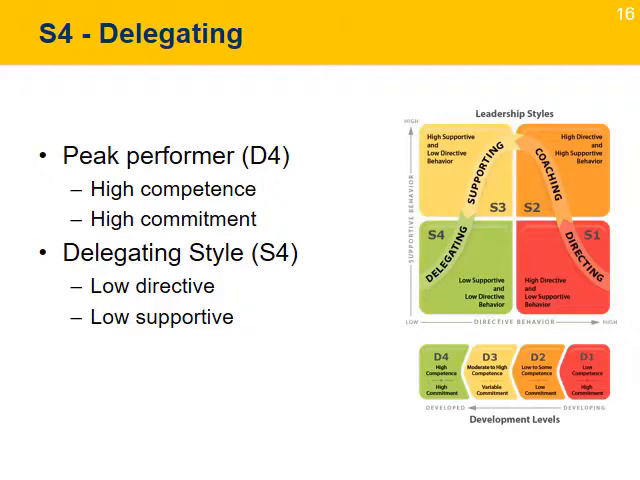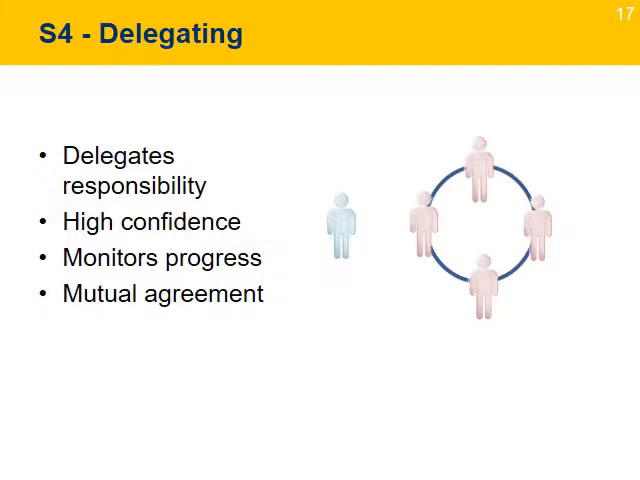The delegating style is when the team member has high competence and high commitment. In this situation, the leader will use the delegating style that is characterized by low directive and low supportive behaviors. In this style, the project leader leaves the task to the team member, who has high competence and high commitment to do the task, facilitating their confidence and motivation. The leader defines the goal and trusts the team to make the decisions on how and when to do the task. The project leader delegates responsibilities but monitors progress against the goal and seeks mutual agreement on decisions.